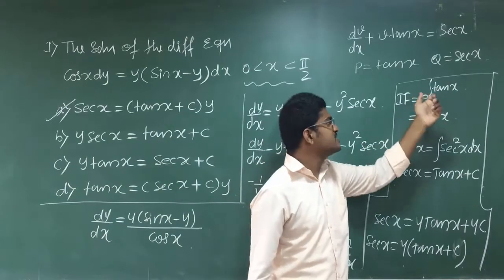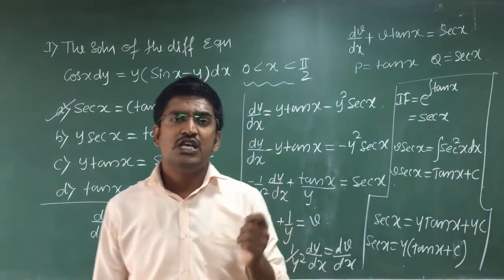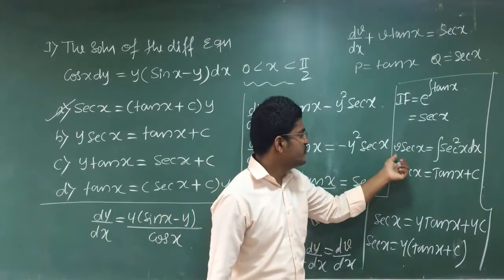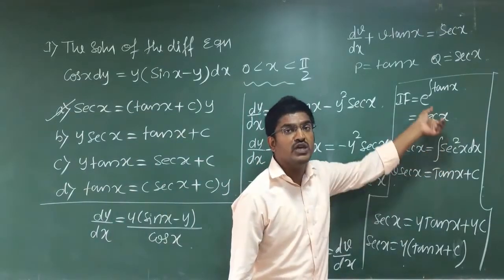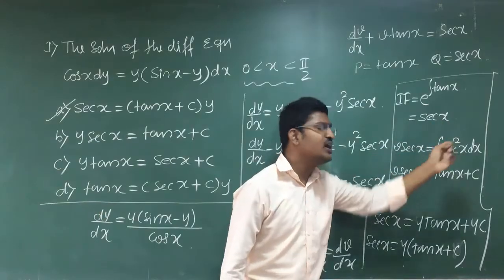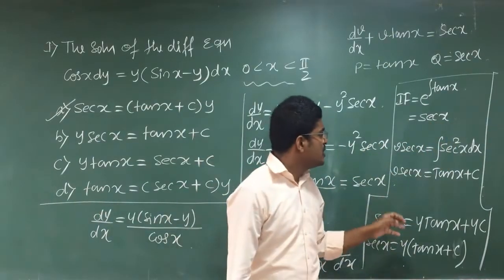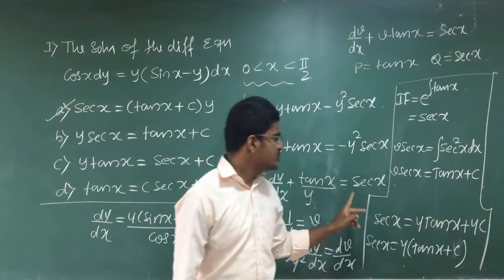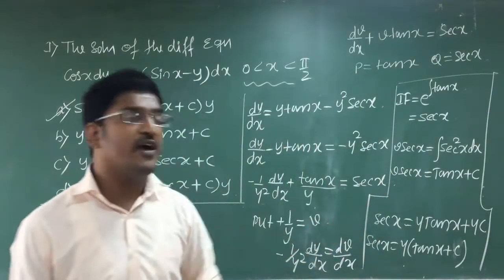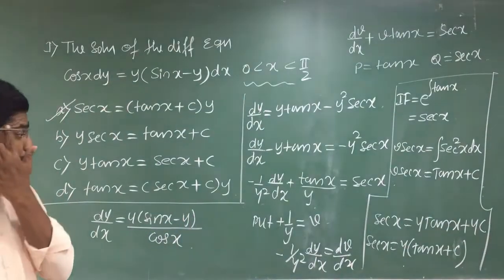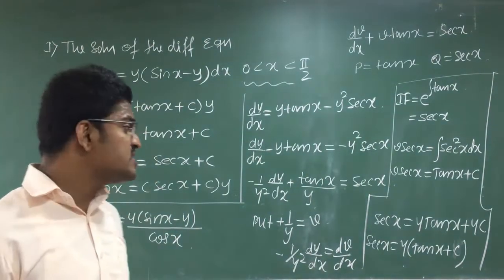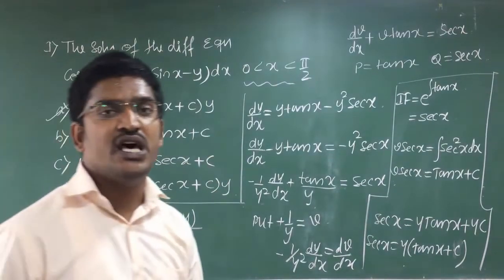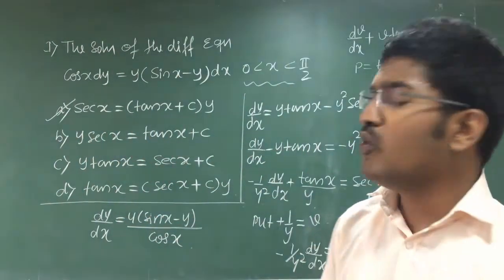By using that tan x, I will calculate the IF term. So the IF term will be sec x. I will use my solution equation, that is v into sec x equal to integral of q into IF, which will be secant square x dx. So therefore integration of secant square x is tan x. Replace v as 1 by y and simplify, you will get sec x equal to y tan x plus c. Therefore option A is the correct answer. I think now it is more clear.